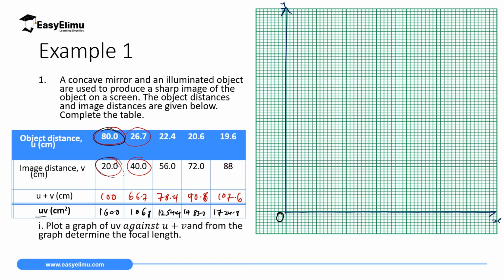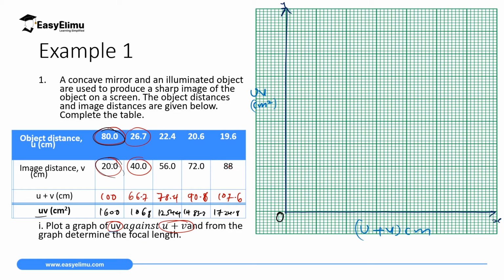Then now in this case, remember they are telling us to draw a graph of UV against U plus V. So the one that comes first, that's UV, is the one that we are going to put on the y-axis. So here we have UV in centimeter square. Remember, we are multiplying UV, and therefore it's going to be in centimeter square. Then in the x-axis, we have U plus V. So you have to indicate U plus V. Then in this case, it's going to be in centimeter.